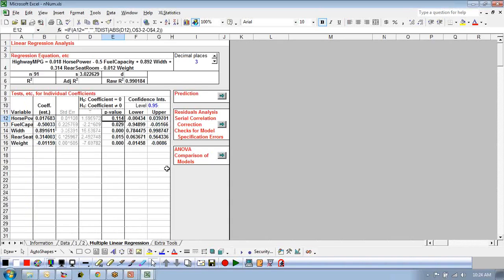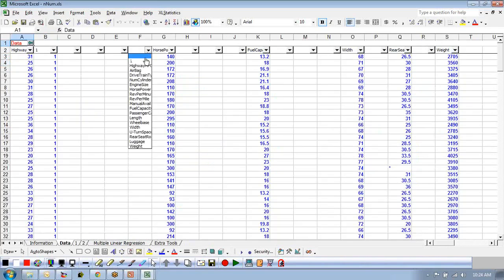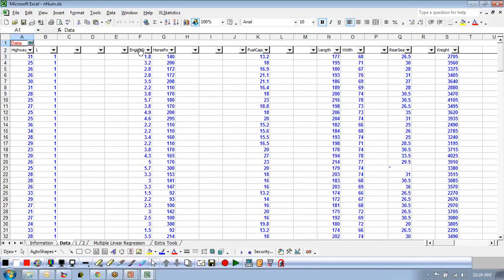Now, I'm not getting what was in the book, so let me take a moment here. Ah, I see what I did. I took out the constant to make the scatter plot, and I never put it back in. So I'm going to go ahead and put that back in so we have that. Here's that. I'll put all of them back in, engine size and length. And I think that's it.